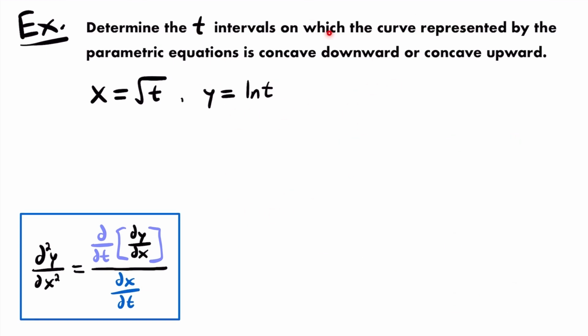Okay, so here's our next example. We want to determine the t intervals on which the curve represented by the parametric equations is concave downward or concave upward. And we have x equals the square root of t and y equals the natural log of t.